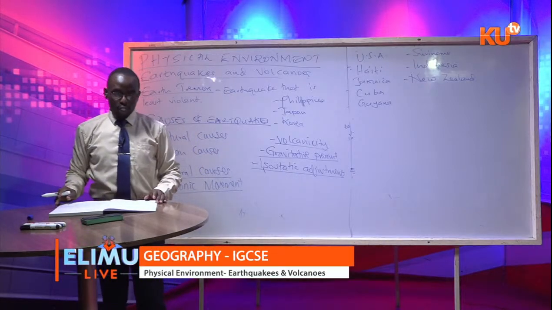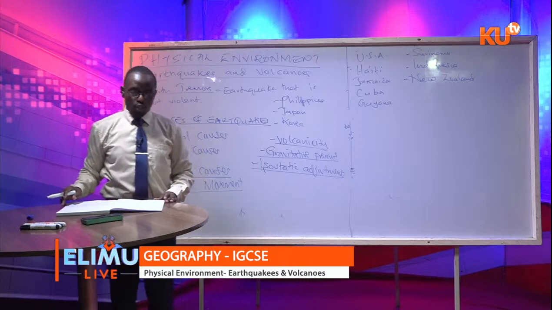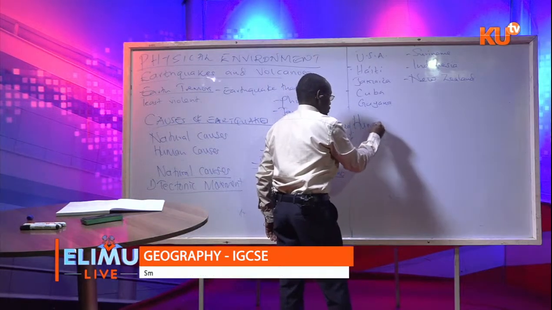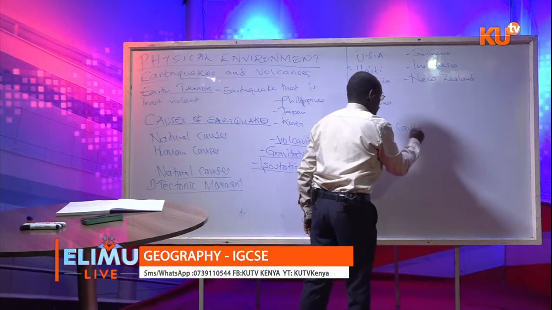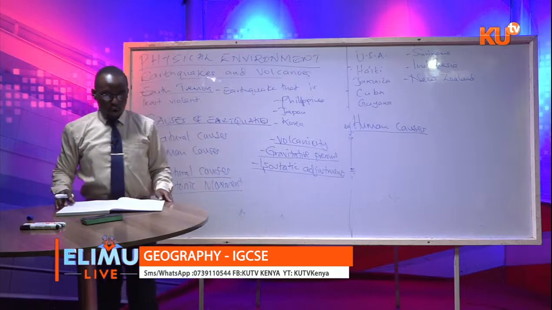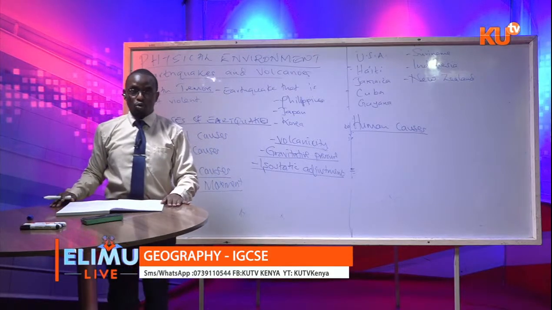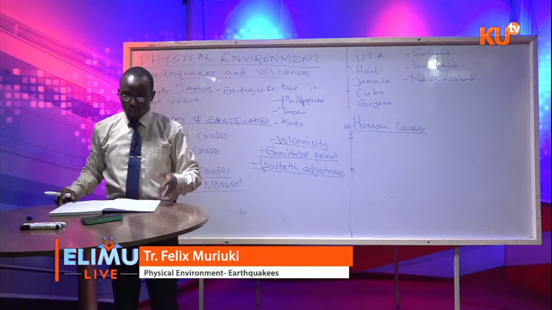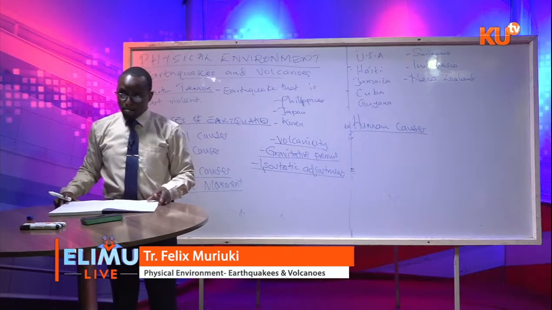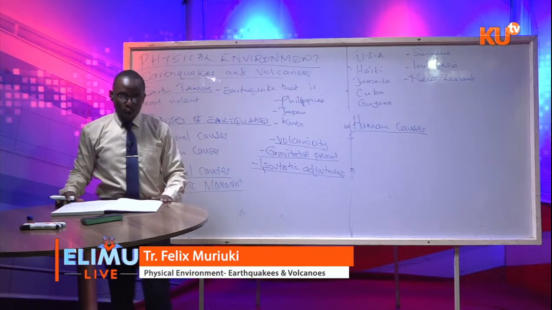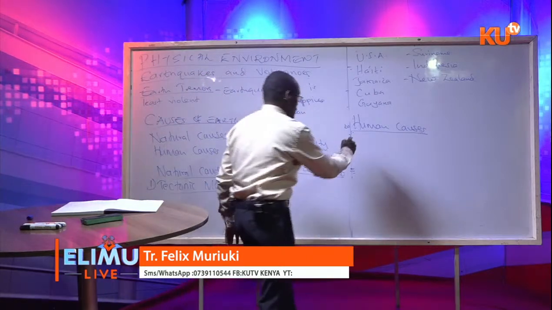Now, very quickly, let's look at the human causes of the earthquakes. Human causes of the earthquakes. Now, these are not very many. As you know, human activity may not trigger so much or violent shaking of the ground. Therefore, we have number one, underground nuclear test.